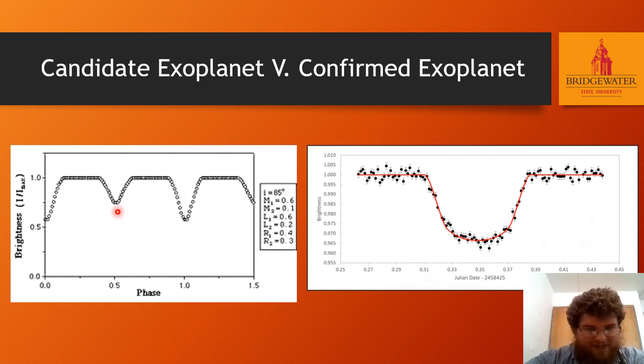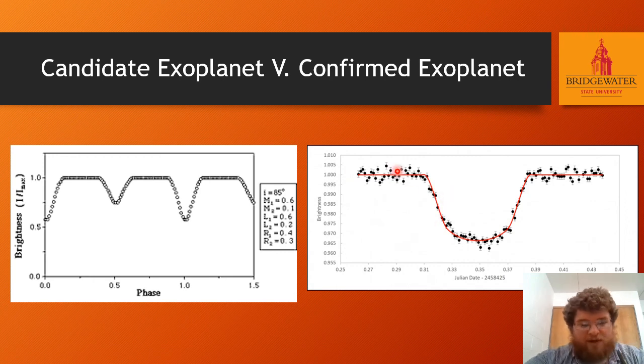Here's the thing. This is not an exoplanet. This is actually a binary star system. So basically two stars orbiting each other creates this sort of light graph. So, yeah, it is kind of difficult to figure out whether it is a binary star system or an exoplanet, so that's why it's kind of difficult to confirm.